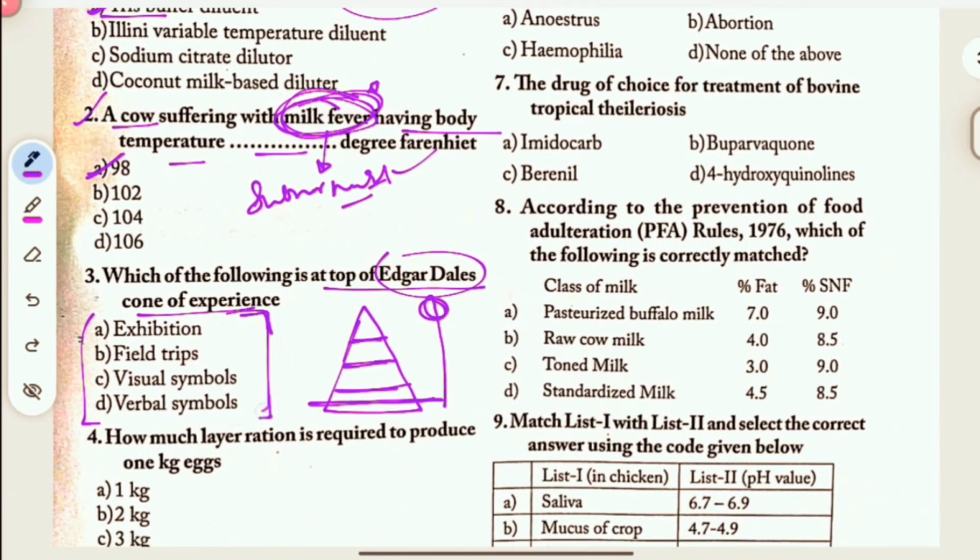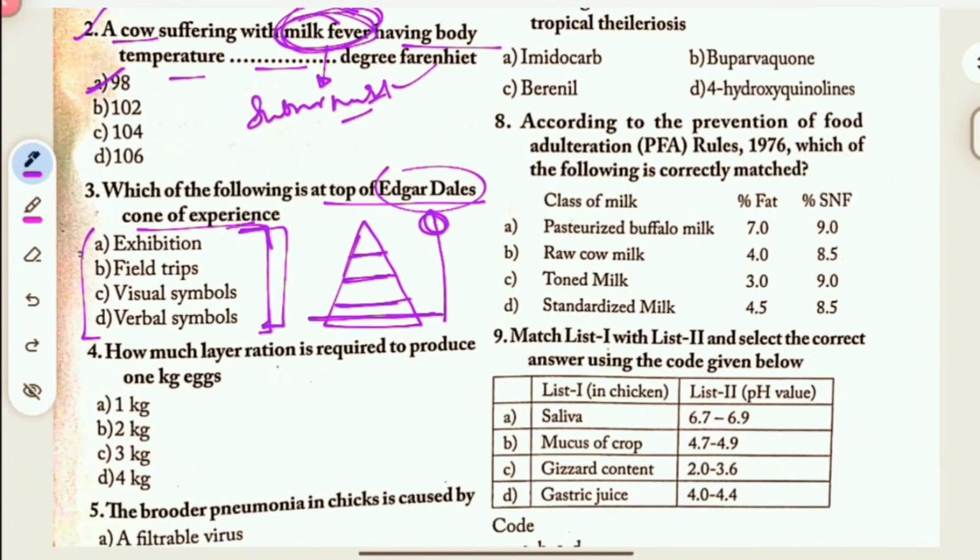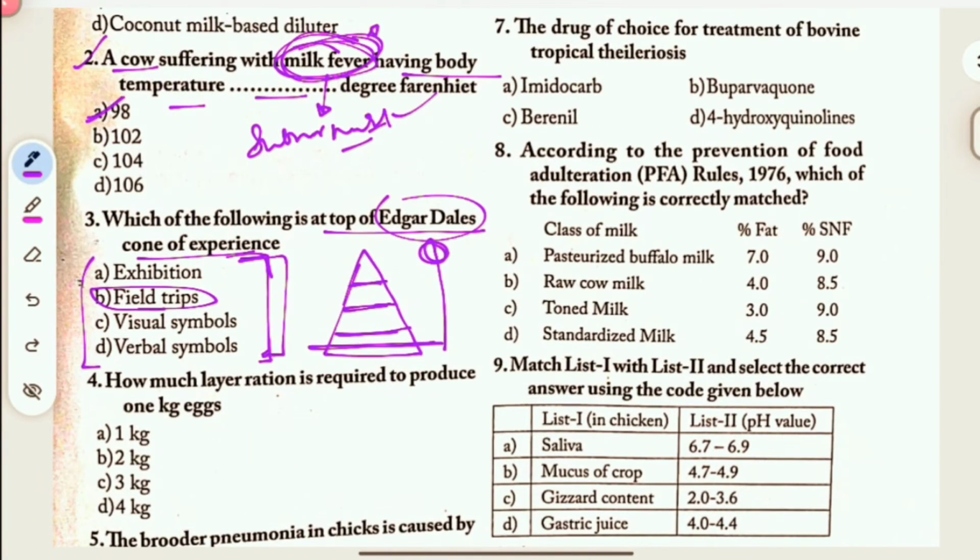Among these four options, you have to select which option has limited efficient learning taking place. If you see, option B is field trips. In field trips, hands-on training occurs, and this is the best way to learn anything. So this will be positioned at the base level, and then exhibition is positioned just above the field trips.